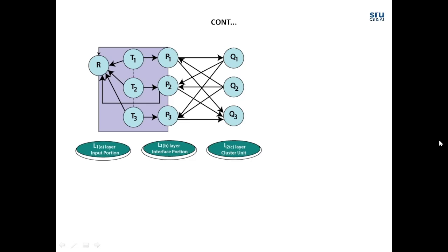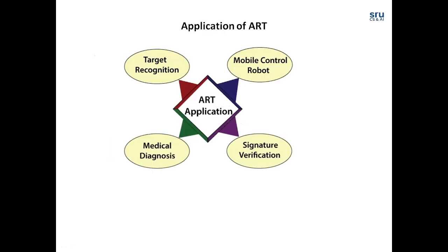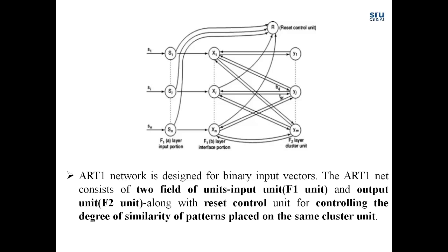This is the pictorial diagram of ART networks. Here you have the input layer. Next you have the interface portion. After this we have the cluster units. Applications of ART networks: here we have mobile control robots, for controlling different steps of the robot. Then we have signature verification. Then we have target recognition and medical diagnosis. So this is the pictorial diagram of ART networks.